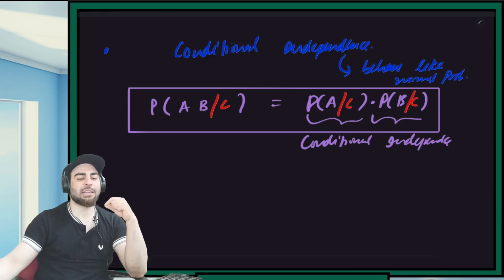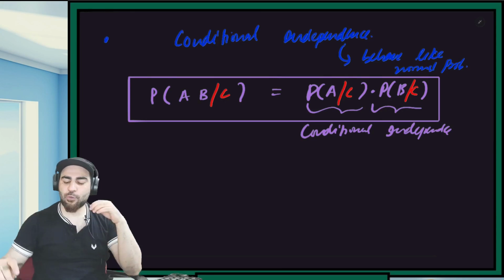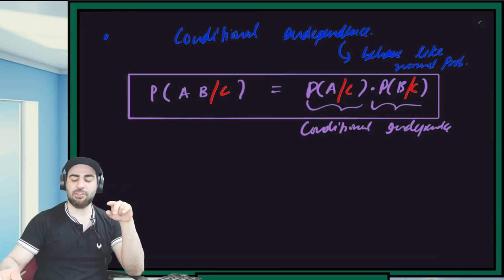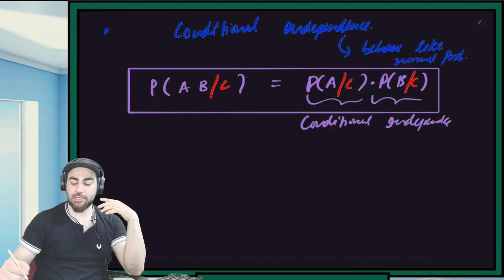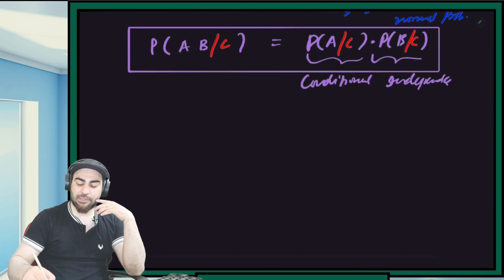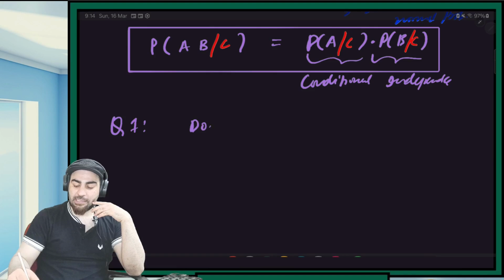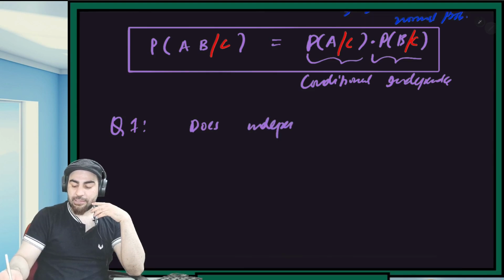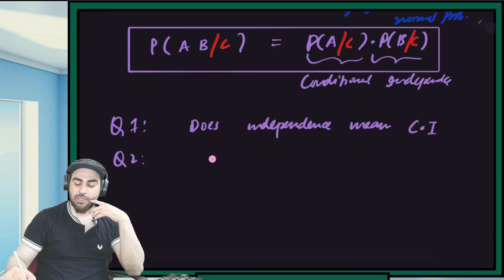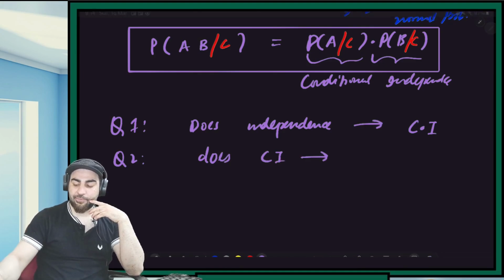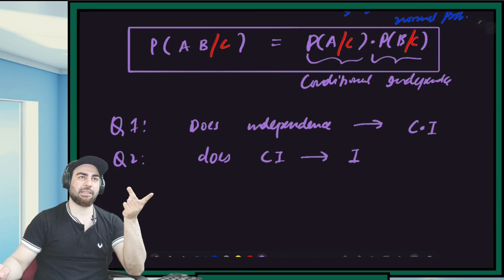So can I assume that you understood conditional independence by definition? Now there are two problems which people usually confuse. Question 1: does independence imply conditional independence? And vice versa, question 2: does conditional independence imply independence?